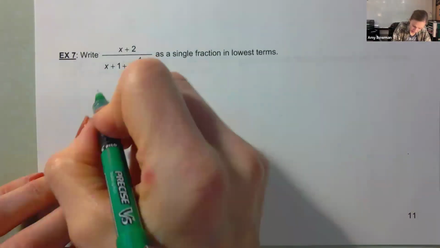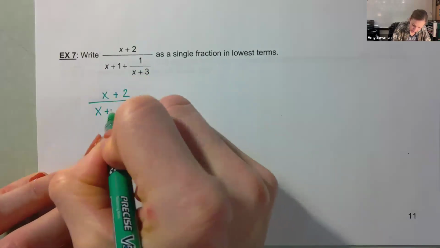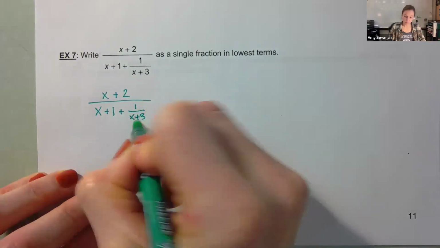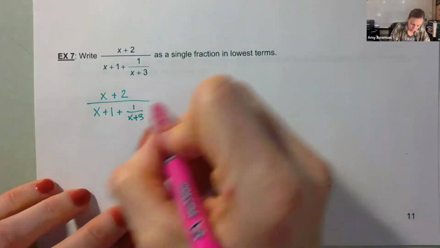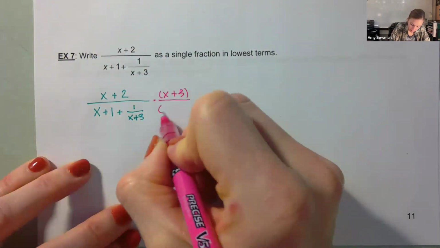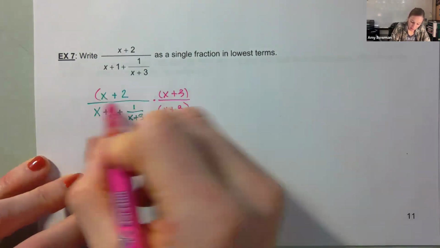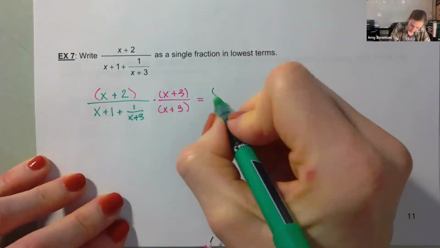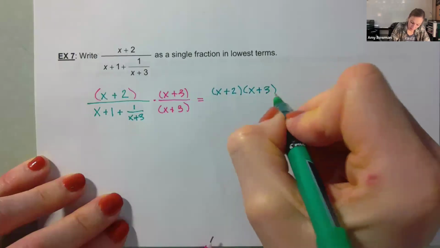Here, I find it easier to kind of rewrite this and have more working space. So I'm just starting by recopying this problem. Okay. So again, we don't want to change the value of this expression. So we are multiplying by 1 in the form of x plus 3 over x plus 3. In the numerator, we've got x plus 2 times x plus 3. I'm going to leave that for now. Leave it in factored form.